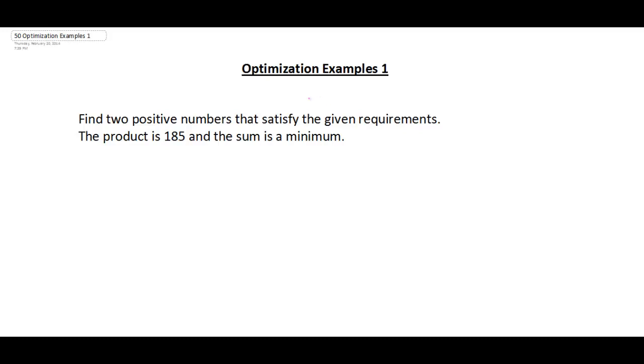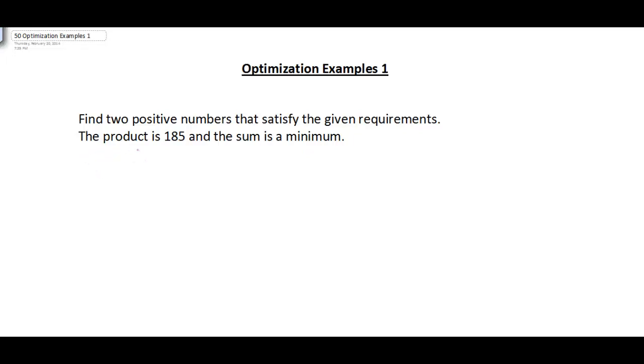This video is going to look at two more optimization problems. And the first one we have here, we want to find two positive numbers that satisfy the given requirements. The product is 185 and the sum is a minimum. So once again, you may want to stop the video and see if you can come up with the answer on your own.